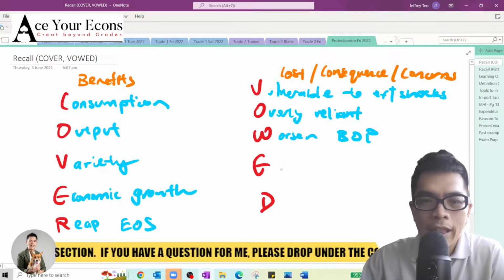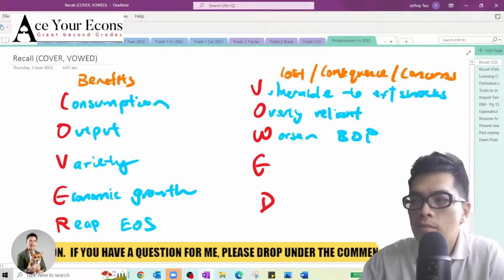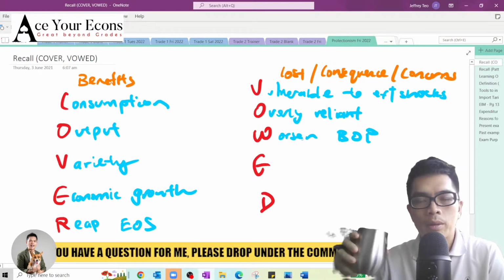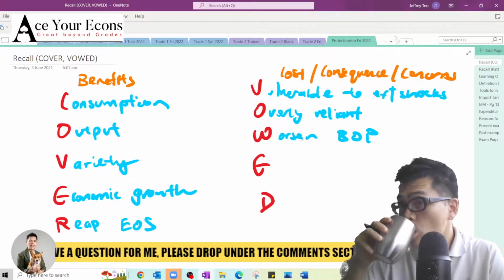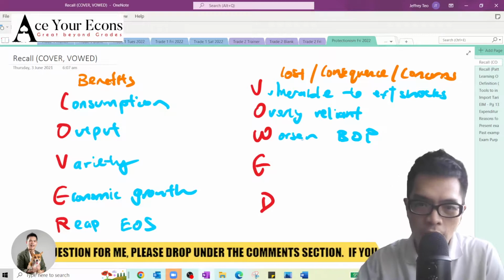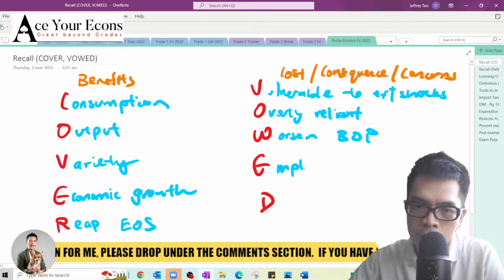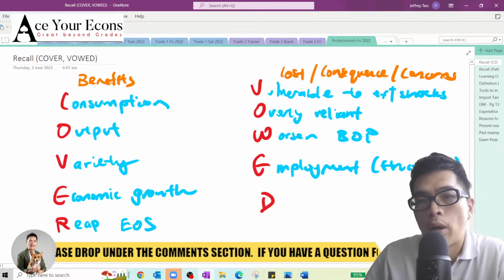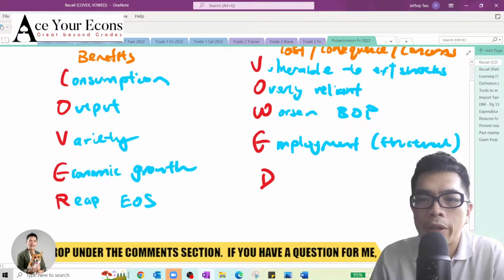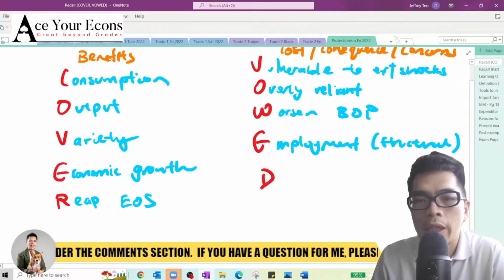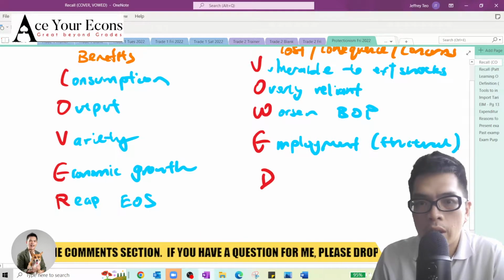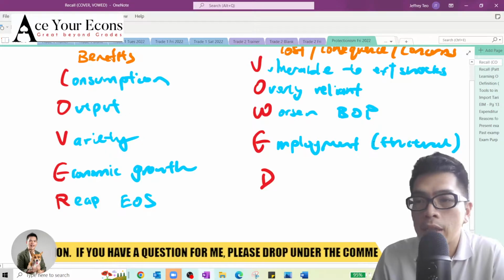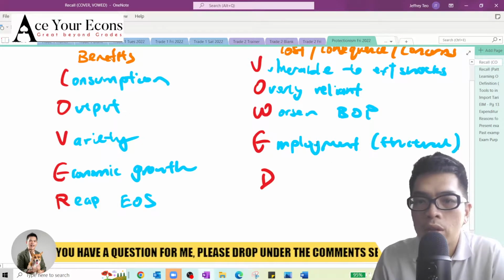What does E stand for? What is undesirable about E? Okay, it stands for structural unemployment, especially when there's import substitution. When particular imports disrupt a particular industry, the workers in that industry do not have a skill set to go into another sector. Usually it's a sunset industry. And then this will lead to what? Structural unemployment.